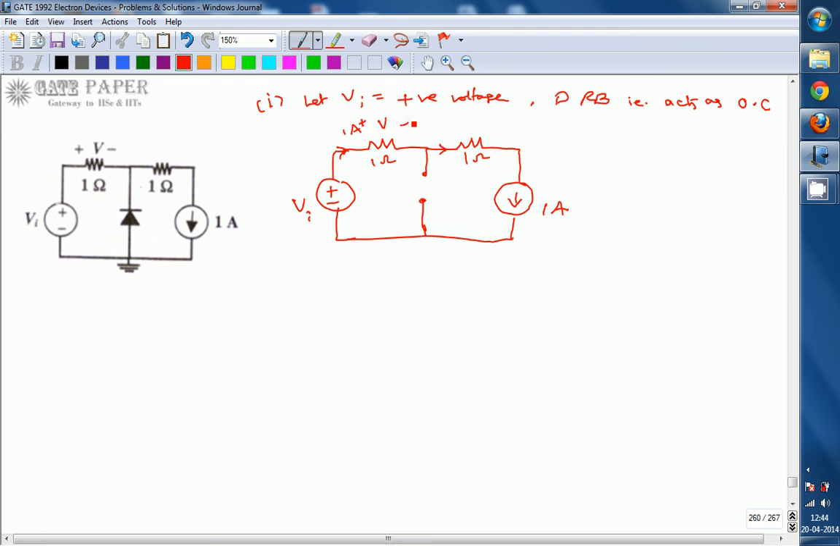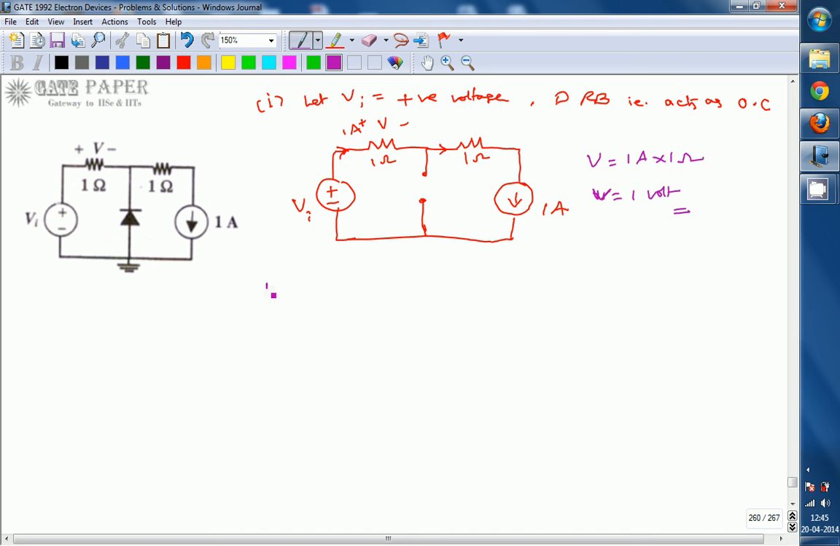V is defined with plus and minus. So we can write V is equal to 1 ampere into 1 ohm. Multiplying the resistor value and the current value, we get V is equal to 1 volt. Remember this. Whenever you apply a positive input voltage, the voltage V is going to be 1 volt.